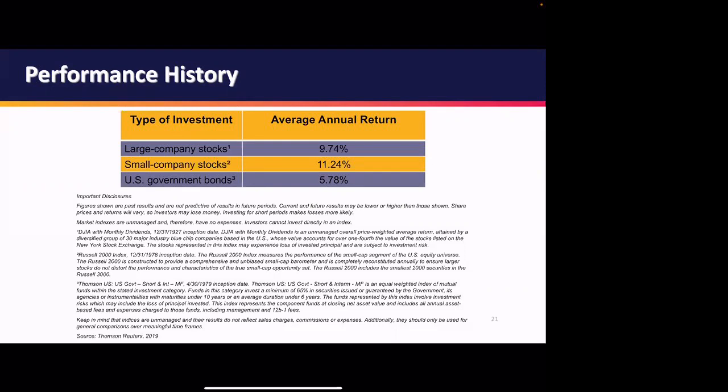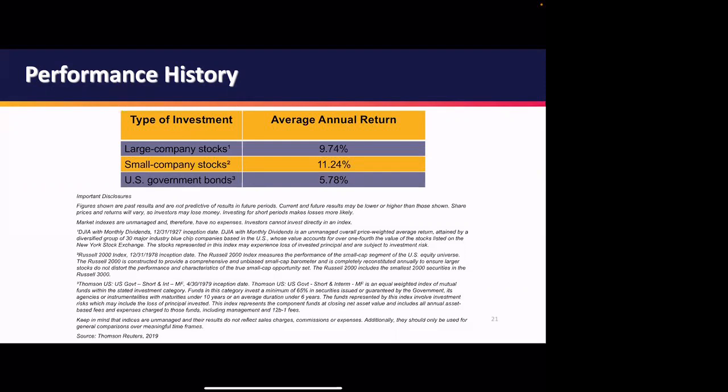The long-term rate of return for large company stocks is almost 10%. That goes all the way back to 1927. So that doesn't mean it'll go up exactly 9.74% each and every year. But if you hold it long enough, that's the historical rate of return. And the longer you hold something, the more likely it would be to reach that rate of return.